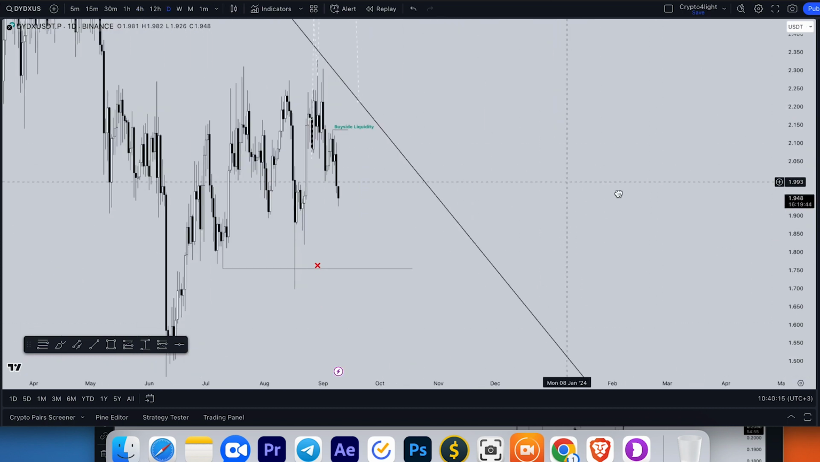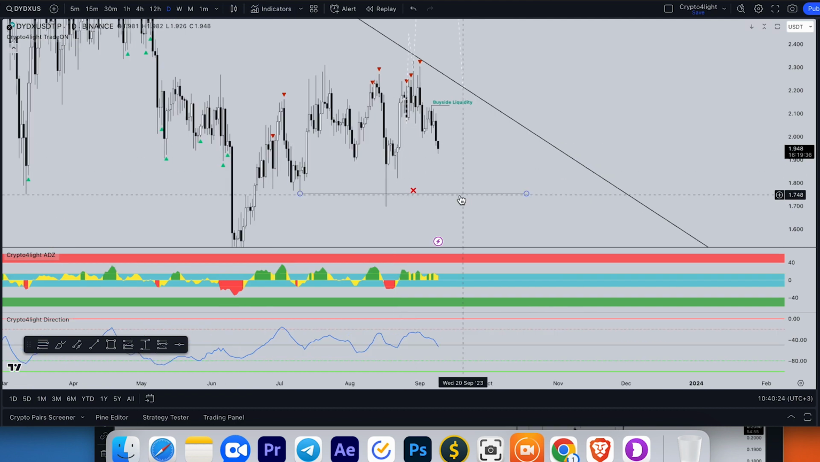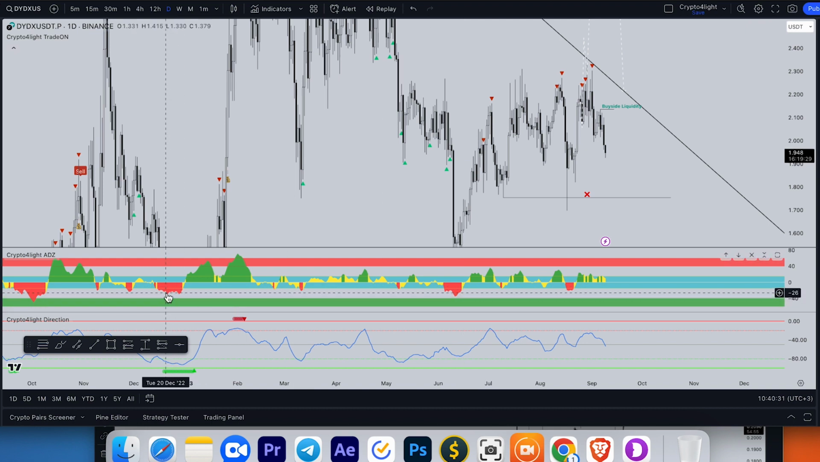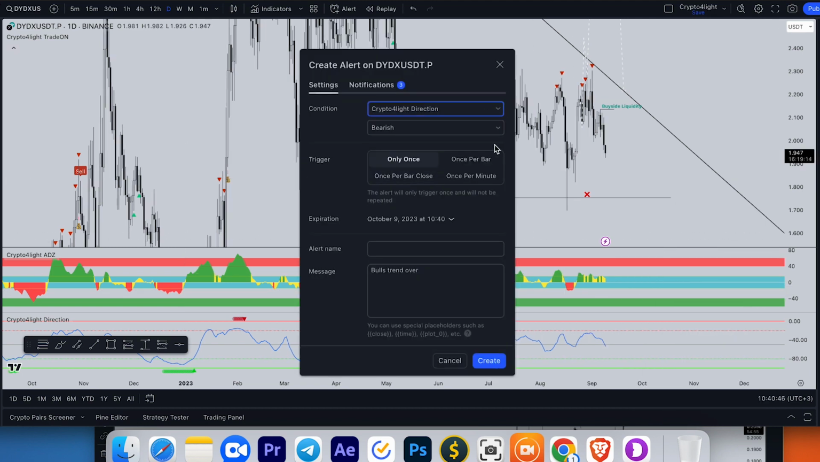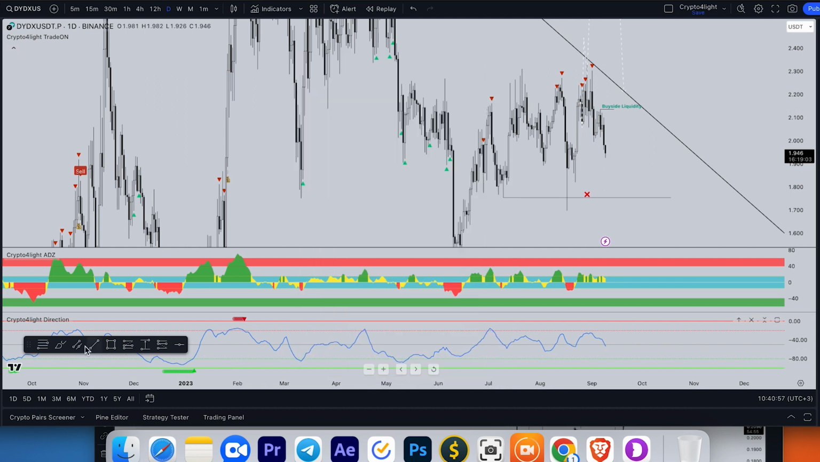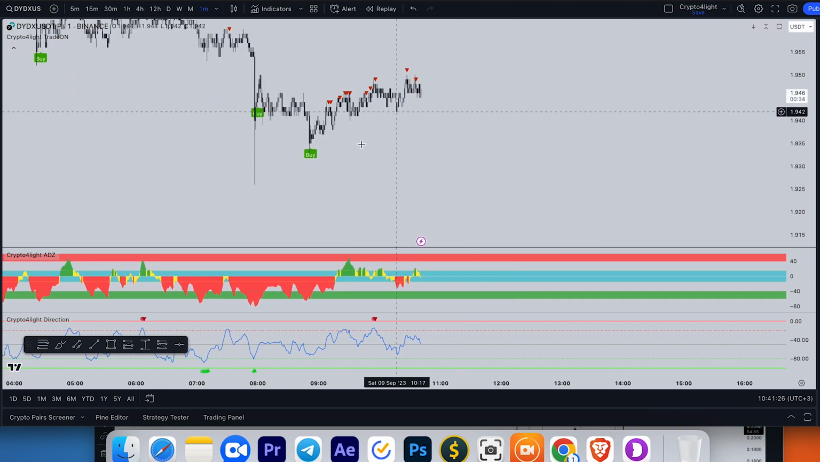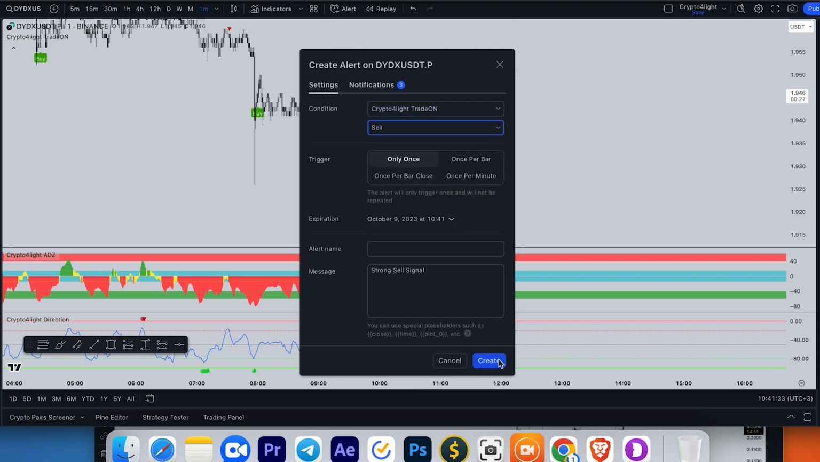Also, I use alerts so often with my custom indicator set. For example, ADZ, direction, and trade on. For example, I would like to know on the daily time frame when we come into the direction accumulation zone, I would like to see the alert. Add alert, and in this condition, I choose crypto flight direction, and I choose between bearish, bullish, possible overbought, possible oversold. I choose possible oversold. So when we come one more time into this zone and we see the whales start to accumulate, I will get my alert on the daily time frame. For example, we go to the 1 minute time frame and I would like to see the signal to sell on the trade on indicator. We use trade on, sell, create alert.